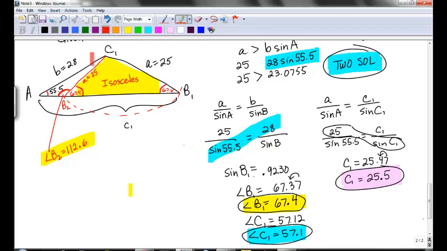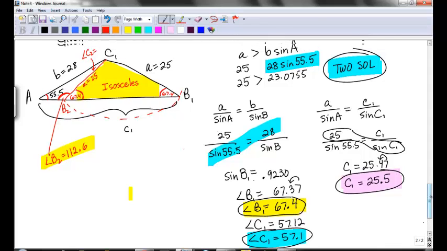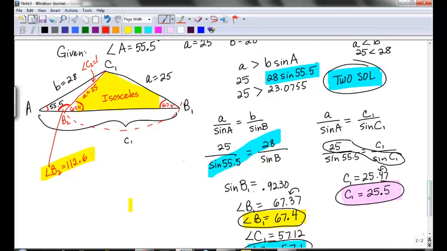This little angle right here, my angle C sub 2, is 11.9 if I round it. You agree with that? 11.9. So angle C sub 2 is 11.9. You should be able to add the 55.5, the 112.6, and the 11.9, and they should add up to 180. Out of that little sliver, what else are we missing?